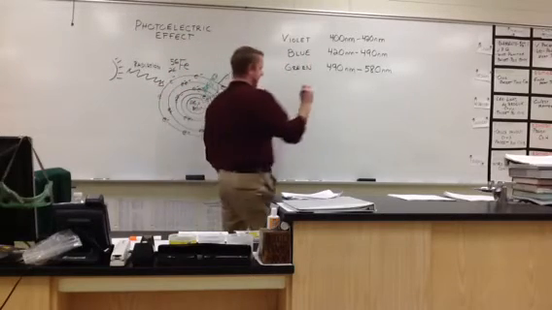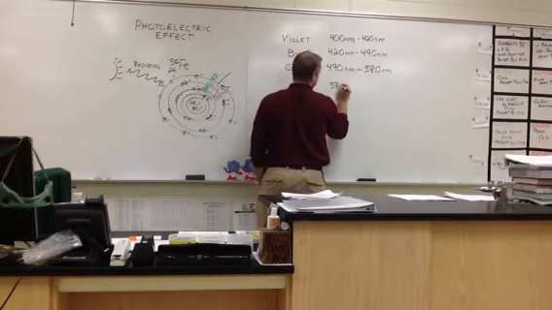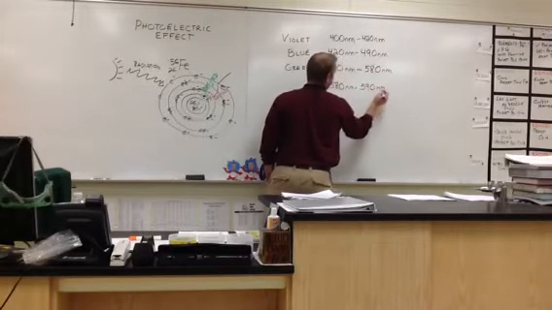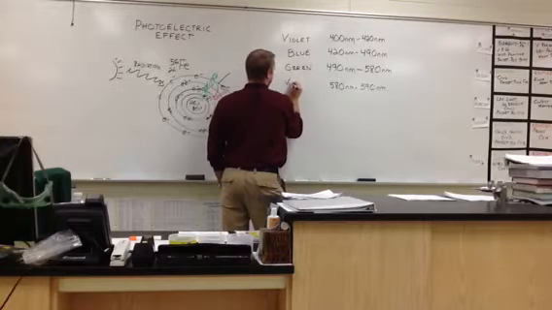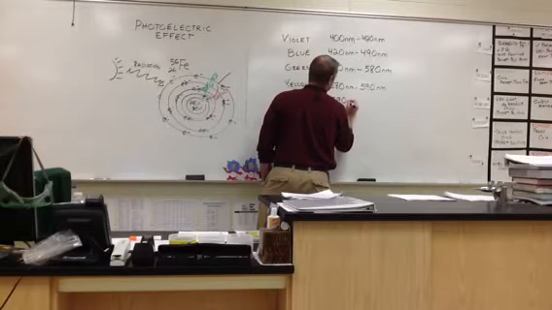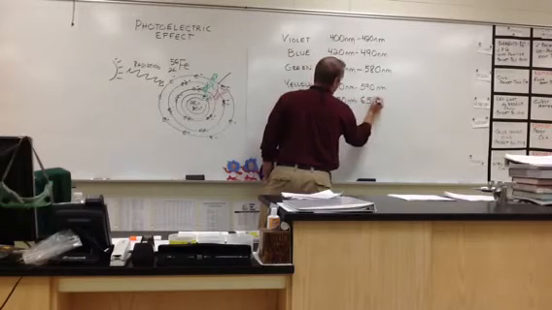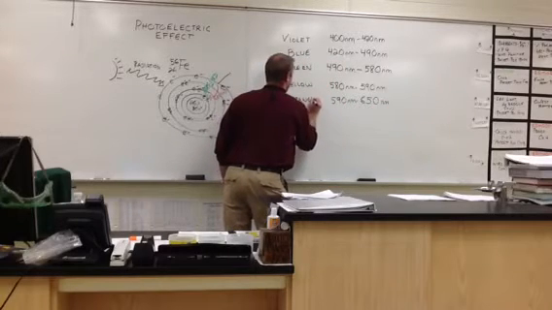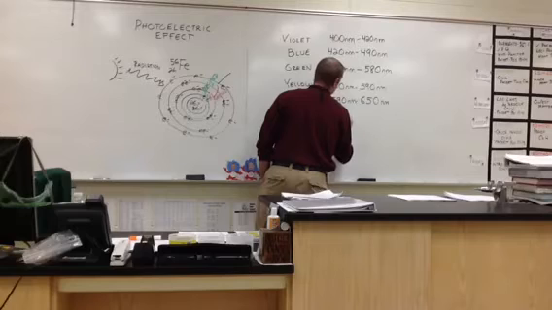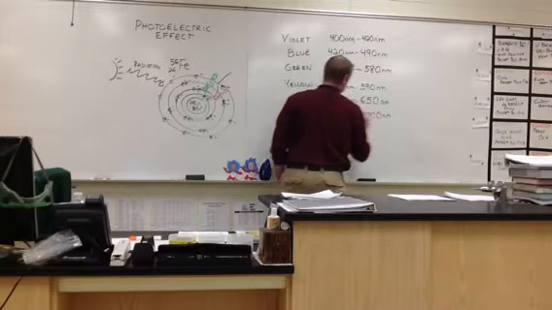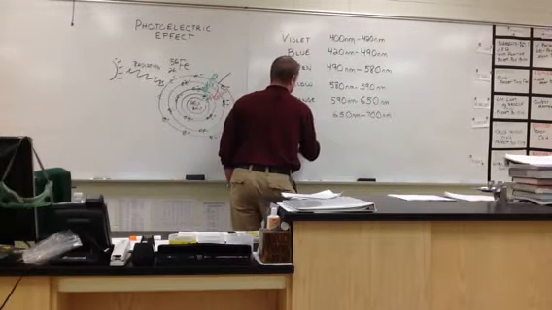The next one is from 580 to 590. And that one is yellow. 590 to 650 is orange. And again, these are approximations. And from 650 to approximately 700, it's not exact, right around approximately 700 nanometers is red.